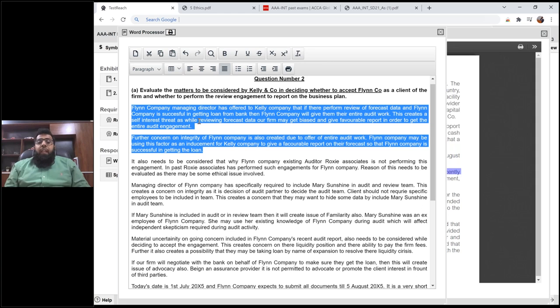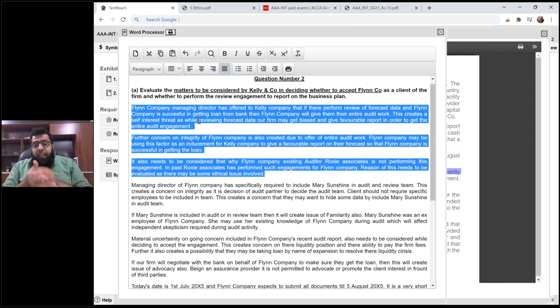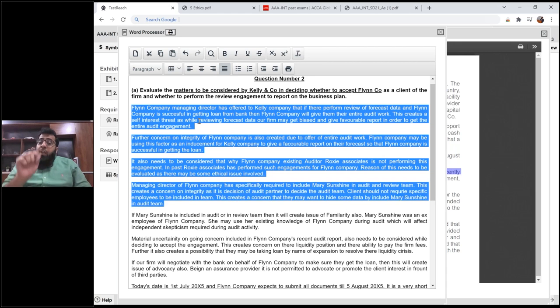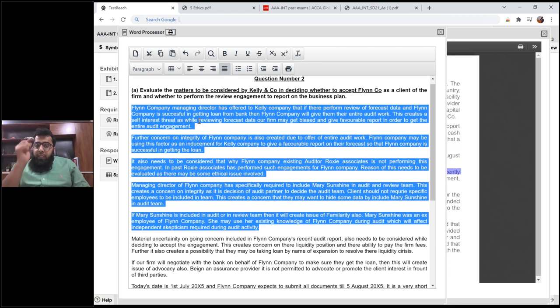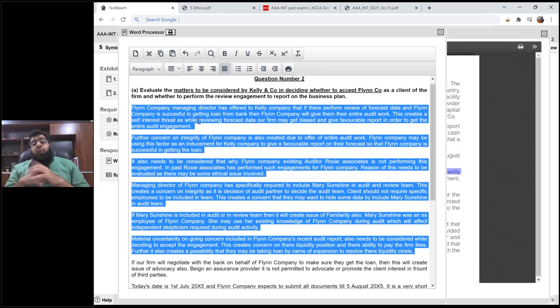Then we discussed why their existing auditor, Roxy Associate, is not doing this engagement, and why they are moving away from their existing auditor. Maybe there is some ethical issue. Then the managing director specifically asked to include one of their ex-employees in the team. That is also not good, because the audit team is formed through our decision, not through their decision. If we include her, it will create a familiarity threat. So that is one mark, 5 points. The 6th point will be material uncertainty on going concern, which is included in their report. This creates a doubt whether they will be able to pay our fees or not. The 7th point.